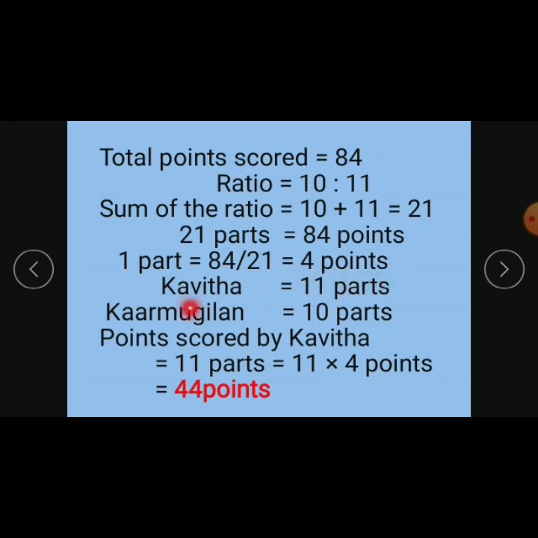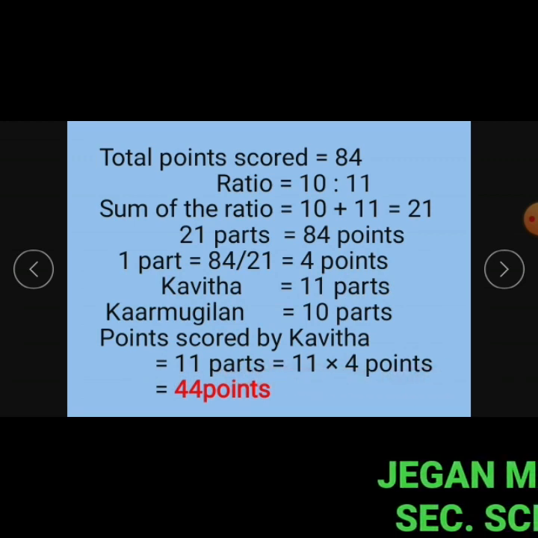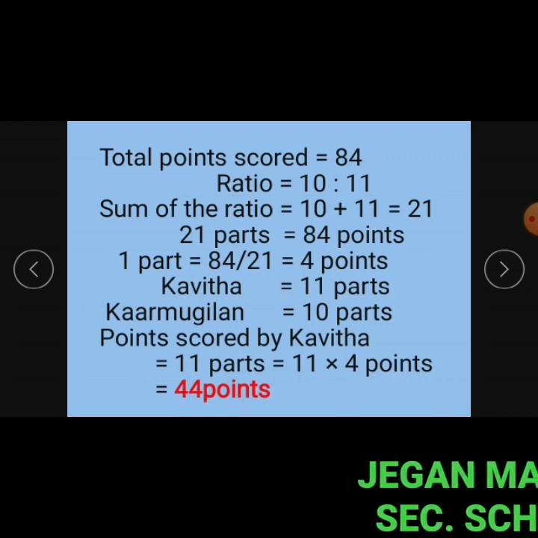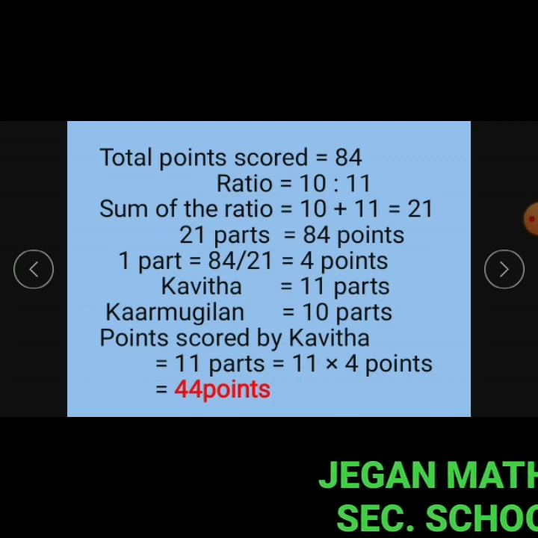Kavita scored 11 parts. Karmugilan scored 10 parts. So points scored by Kavita equal to 11 parts equal to 11 into 4 equal to 44 points. So points scored by Kavita equal to 44 points.